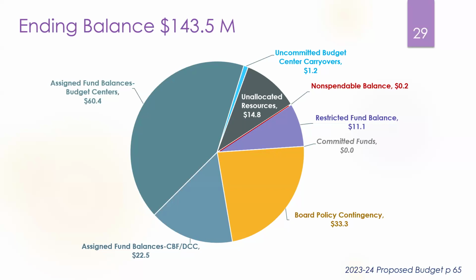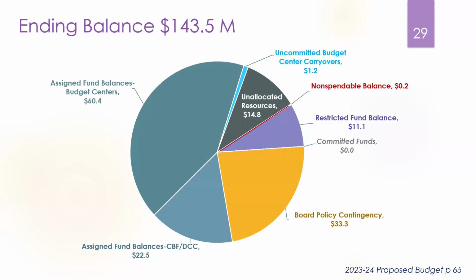We did put aside some committed funds previously, and I left it here as zero because this year we did go to the board and request that that money be released, and we put it toward funding that board policy contingency. It had previously been set aside for what were leaps and bounds in the PERS and STRS employer rates.